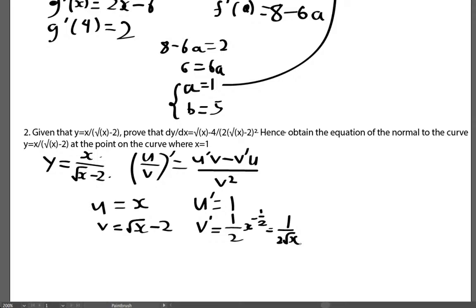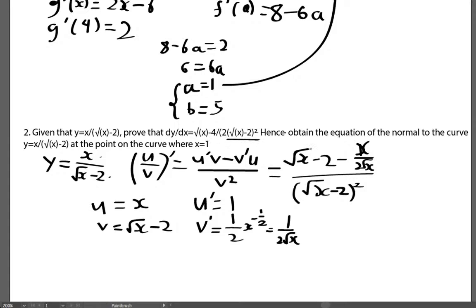And so we just need to plug in all the numbers to prove this. When you plug the numbers in, u prime here is 1, multiplied by v, which is the square root of x minus 2, subtract v prime here, which is 1 over 2 square root of x, and then multiply this by u, which in this case is x, divided all by the square root of x minus 2, this entire thing squared. And so we have gotten this part here.